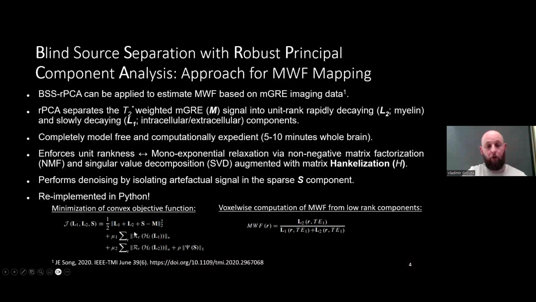And then finally, once you perform this, you can compute your myelin water fraction from this L2 component over the sum of L1 and L2 at the first echo time. So effectively, you're regressing to the relative densities of these two components at the first echo.